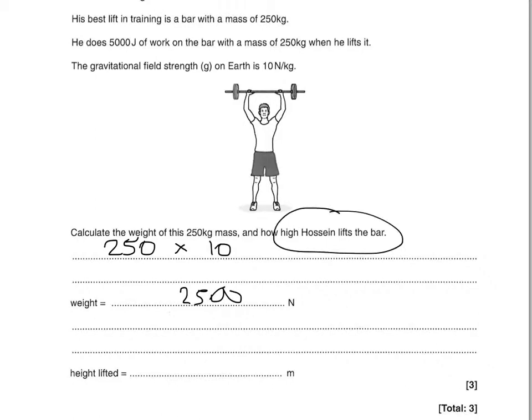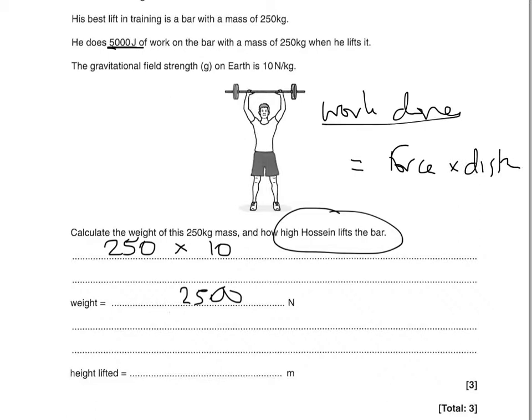Then you've got to use that to work out how high Hossein lifts the bar. Now, it tells you the work done on the bar, and you've worked out the force already. So work done, if you can look this up in the front of your paper, that's where it is. Work done equals the force times distance. So to work out the distance, you just need to divide the work done by the force. So this is going to be 5,000 divided by 2,500, which gives you 2 meters.